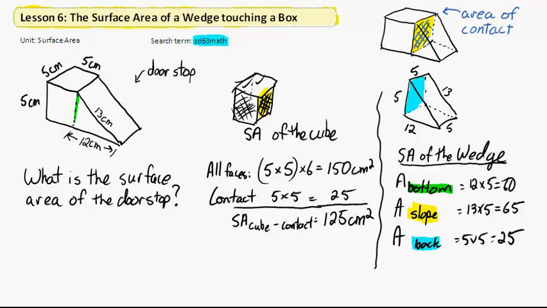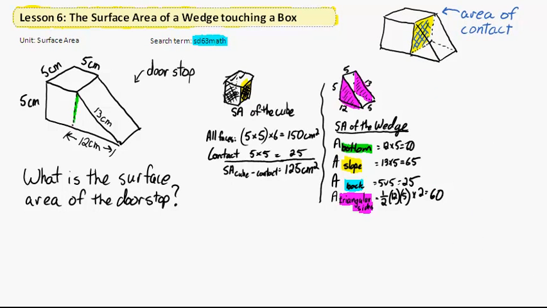And finally, the area of the two triangular sides: it's a triangle, so it's 1/2 the base, which is 12, times the height, which is 5, and there are 2 of them, times 2, which is 60. Okay, let's make a little more room here. Well, these all add up to the surface area of the wedge. This wedge, if it were floating in space, all sides visible would be the bottom, plus the slope, and the back, and the 2 triangular sides. And I get 210 centimeters squared for that.